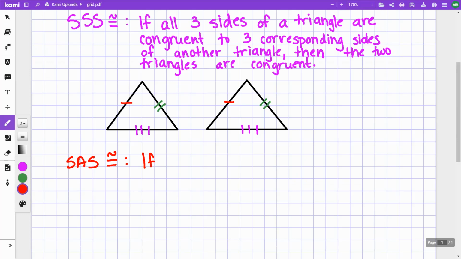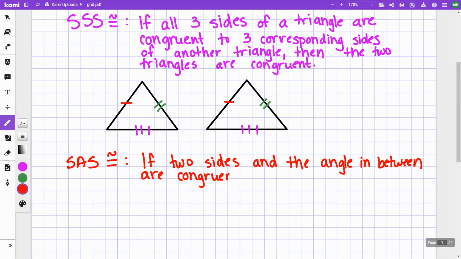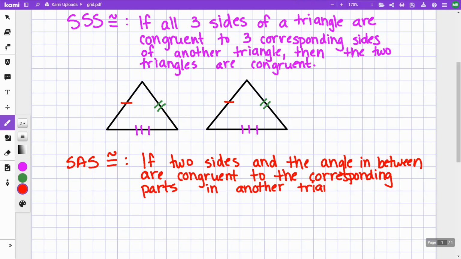If 2 sides and the angle in between are congruent to the corresponding parts in another triangle, then the 2 triangles are congruent.